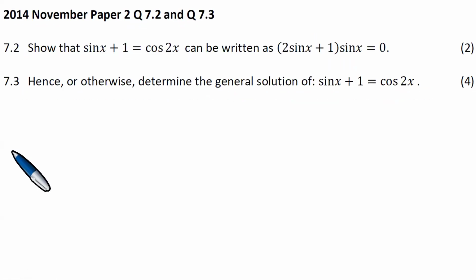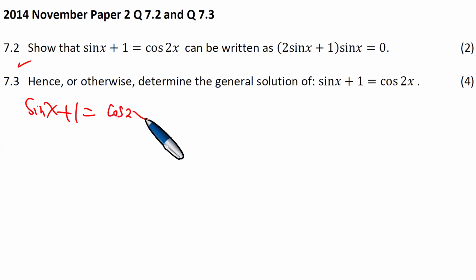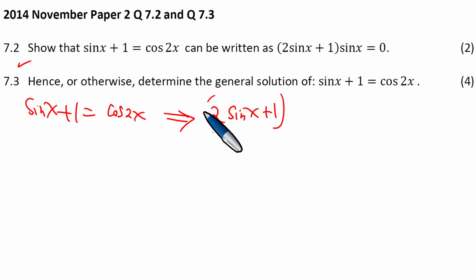Now this one is the November paper. Show that sine x plus 1 equals cosine 2x can be written as this one. We're doing 7.2. Sine x plus 1 equals cosine 2x is actually the same as 2 sine x plus 1 equals 0. Show that this can be written like this.